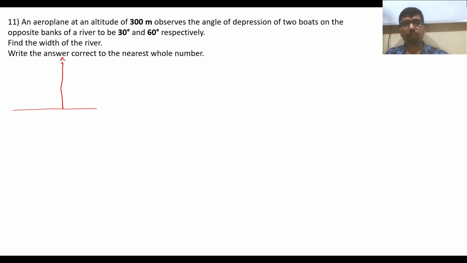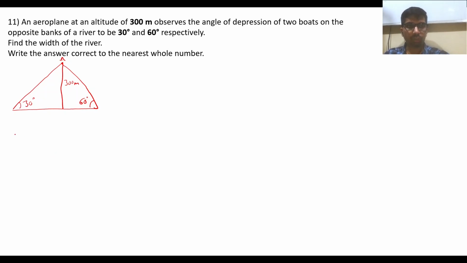Let's read. An aeroplane of an altitude 300 meters. एरोप्लेन जो है 300 मीटर ग्राउंड से दूर है. Observe angle of depression. Obviously, aeroplanes are top only, so we look down. You cannot look more up. ठीक है. Two boats on opposite side are 30 and 60. जो close रहेगा 60 हो जाएगा and जो दूर रहेगा that will be 30 degree. Find the width of the river.